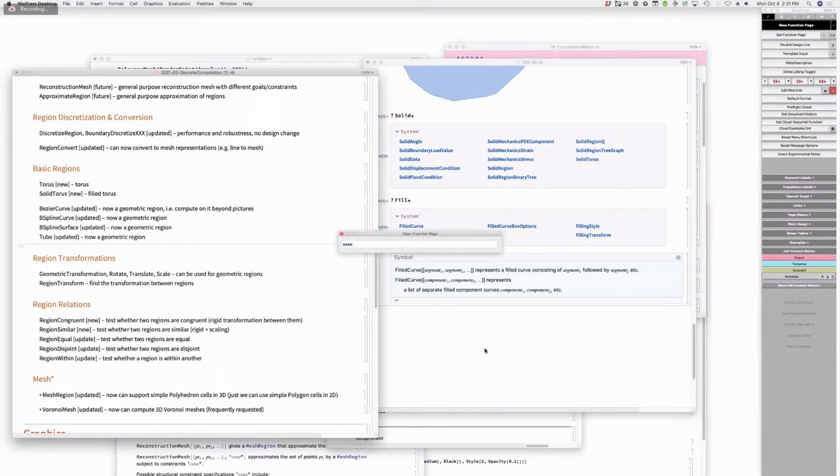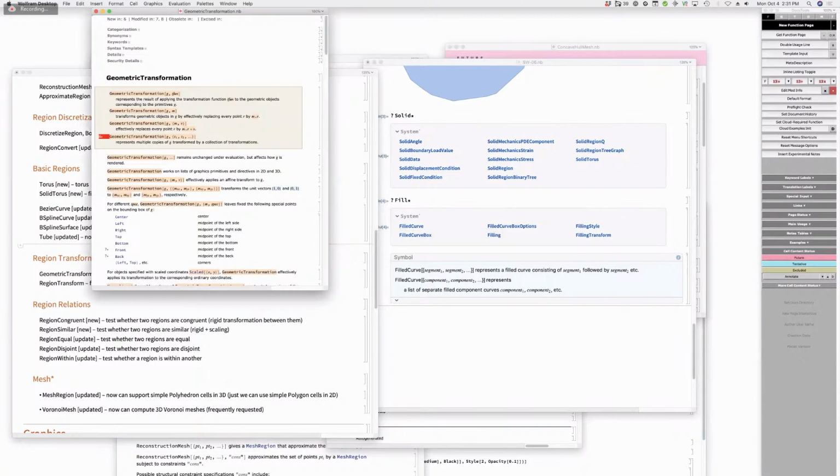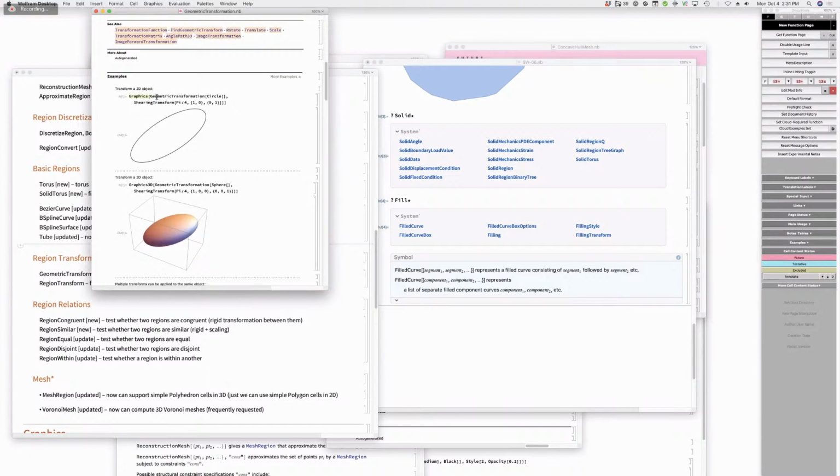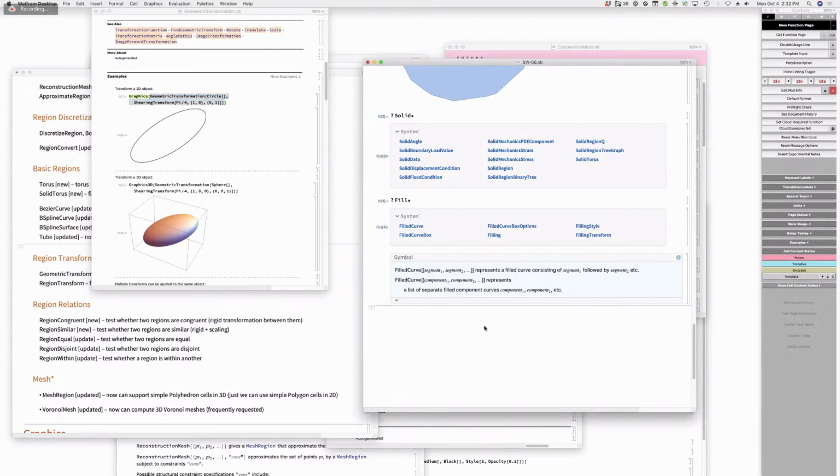Geometric transformation. What's the difference between that and the other? Those in the first group were only applicable in graphics and graphics 3D, and we now accept them in geometry, so they can be used there. You can take a sphere, for example, and apply a transform, and then compute, say, arc length for that.